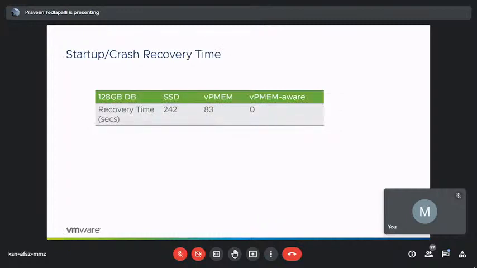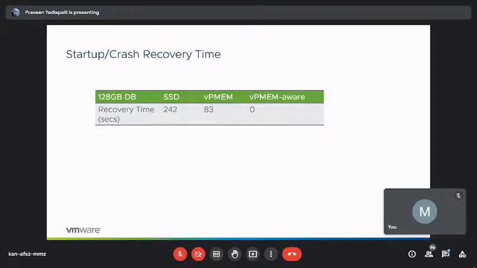So I have a 128 GB database, and when I start the Redis server process, it reads from the SSD and it takes 242 seconds to start. But if I start the Redis server from pmem, it reads everything from pmem to DRAM, and even that takes 83 seconds. That's a 3x improvement, but still it is taking 83 seconds.